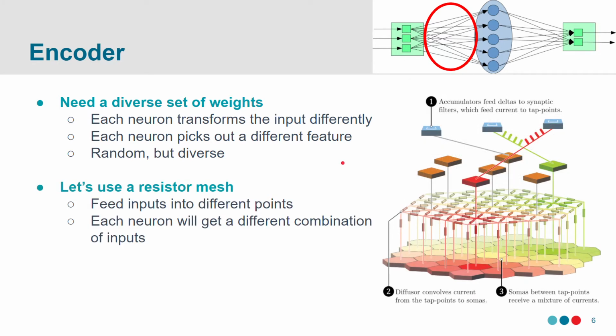Well, here's one of the core ideas of Braindrop. Let's just use a resistor mesh. So this grid down here, those are my actual neurons. We're going to be feeding inputs into this mesh of resistors, and that's going to mean that each of these neurons is going to get some different combination of those inputs. So that resistor mesh is going to implicitly define the set of connection weights that's going on here.